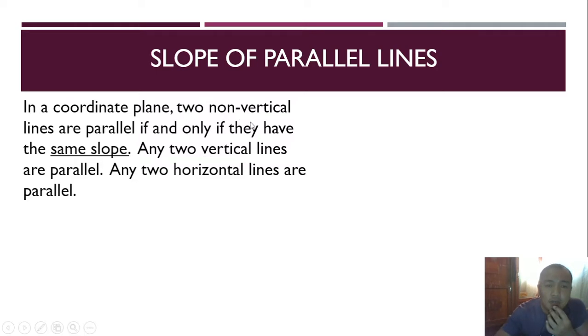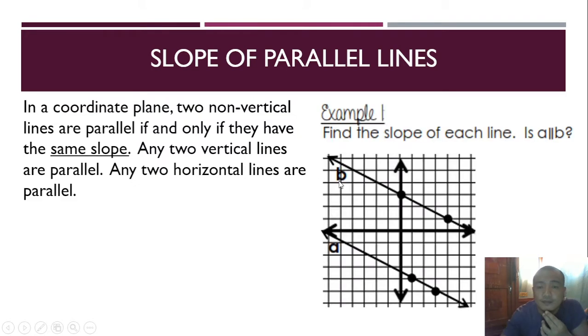In a coordinate plane, two non-vertical lines are parallel if and only if they have the same slope. Any two vertical lines are parallel and any two horizontal lines are parallel. Example 1. Find the slope of each line. Is line A parallel to B?